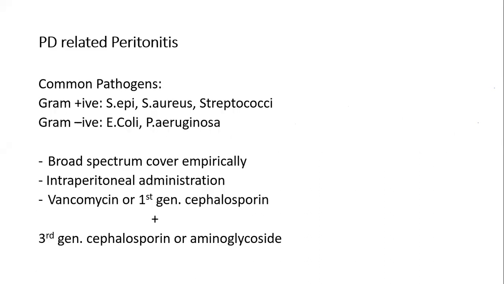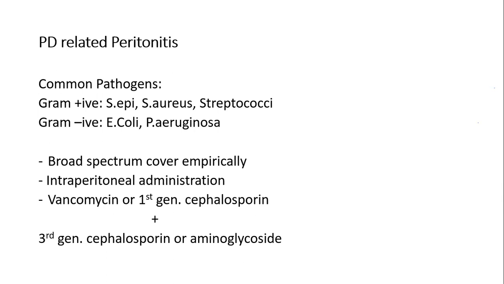So the common pathogens that we need to target are Staph epi, Staph aureus, Streptococci. Gram negatives are E. coli and Pseudomonas aeruginosa. You don't need to cover anaerobes. For dialysis associated peritonitis, you need a broad gram-negative and a gram-positive cover. Intraperitoneal administration is preferred for targeted effect of the drug. So you choose a first-generation cephalosporin for gram-positive cover or vancomycin, and you combine it with a third-generation cephalosporin or an aminoglycoside for a gram-negative cover. So a combination of the two.